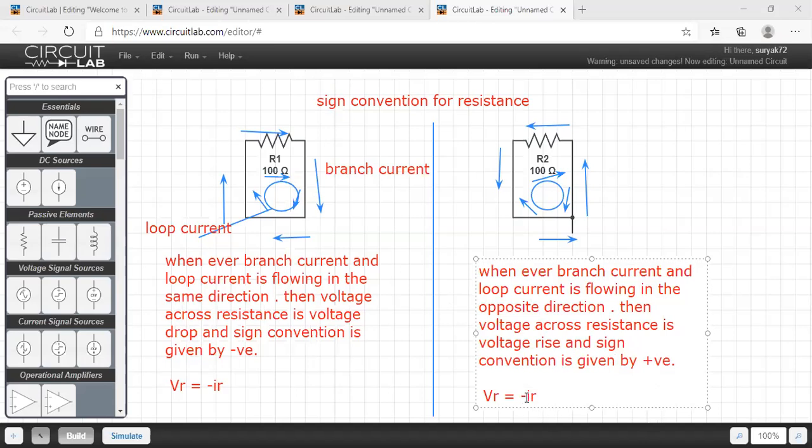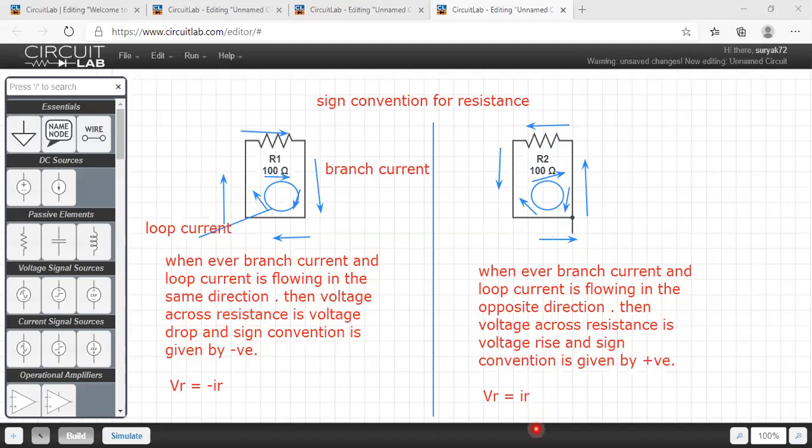Then I can say VR will be only I into R. In this manner, we have some sign conventions here for resistance. You can see here the branch current is coming in this manner, whereas the loop current is coming in the opposite manner. So whenever branch and loop are flowing in opposite directions, then the sign convention is given by a positive sign. Okay.